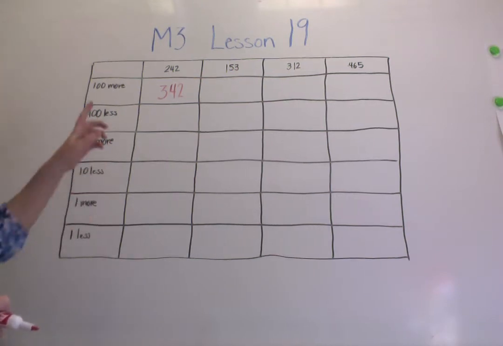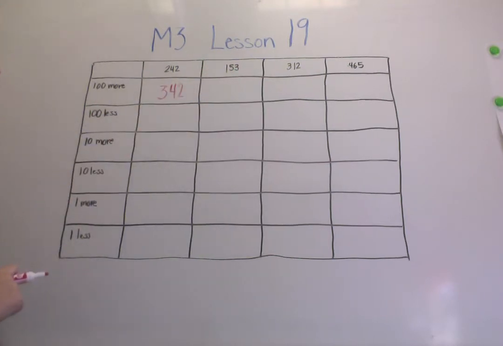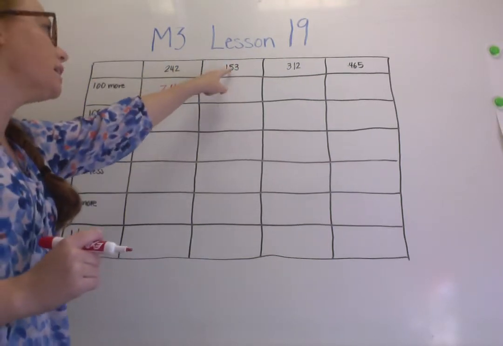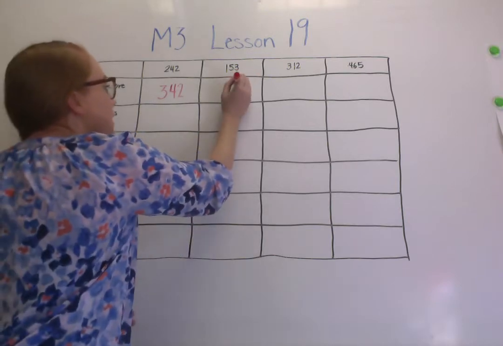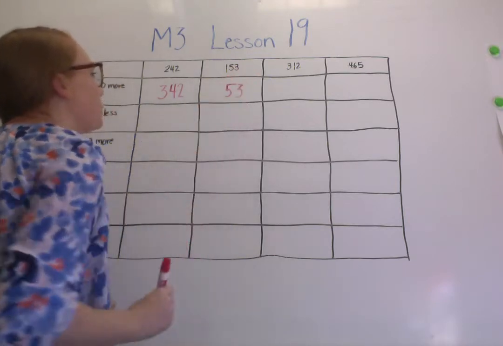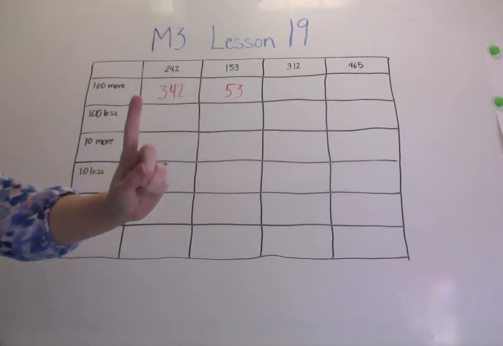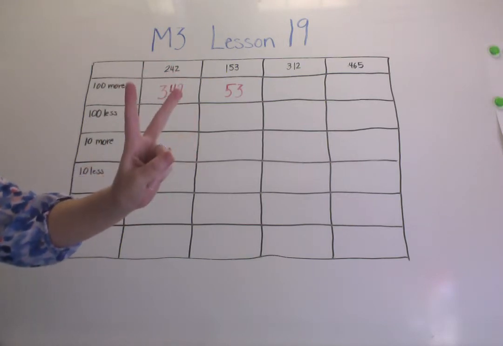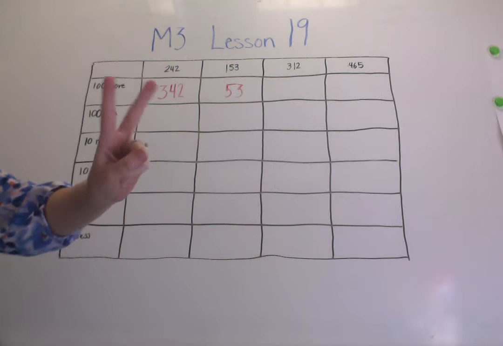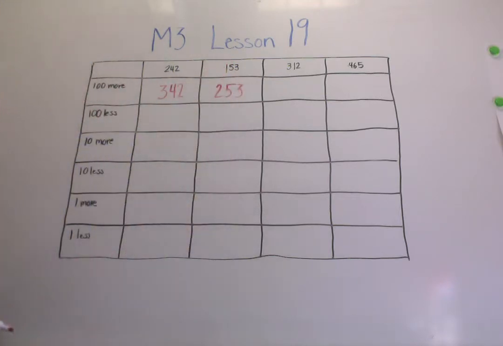Next one. 100 more than 153. I have to think, is this going to change my hundreds, tens, or ones place? Well, it says 100 more, so my hundreds place is going to change. I'm going to bring down my tens and my ones place, and I'm going to think, I have 100. It tells me I need to add 100 more. I now have 2 in my hundreds place, so I'm going to write 253 as my answer.